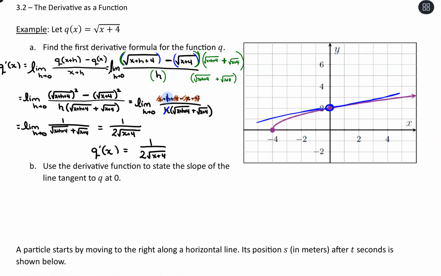Ish, kind of. Let's get the exact value. So we're looking at Q prime of 0, which would be 1 over 2 times root 0 plus 4, which would be 1/4. So I would have a slope of 1/4, and then I can see the y-intercept is at that value of 2.